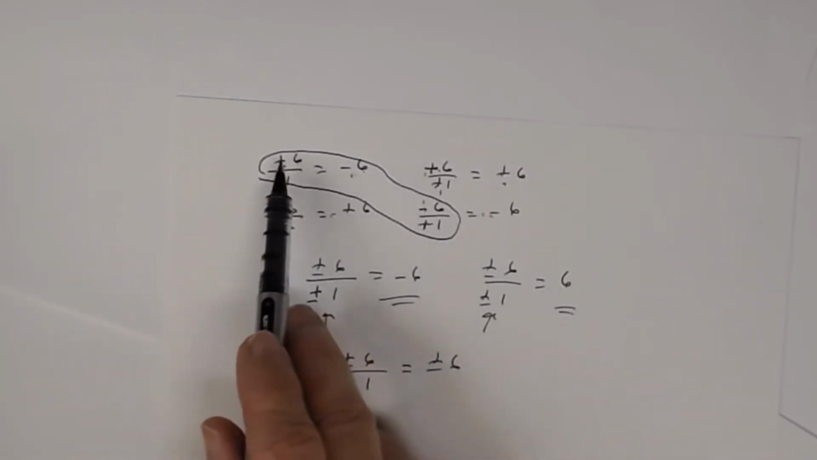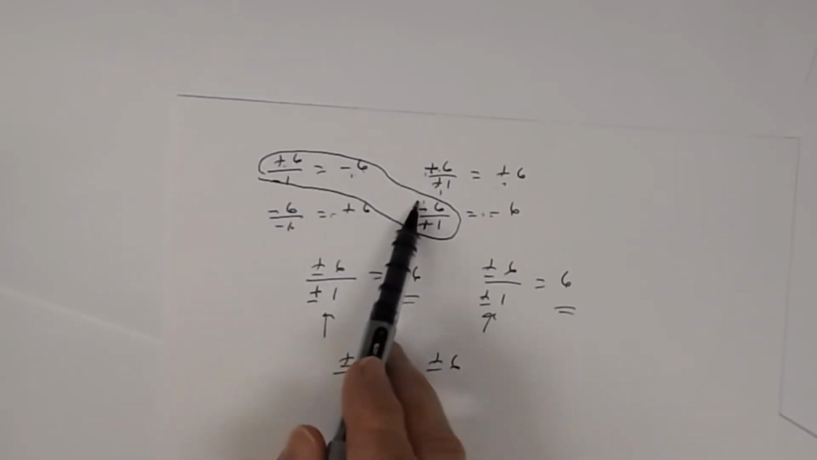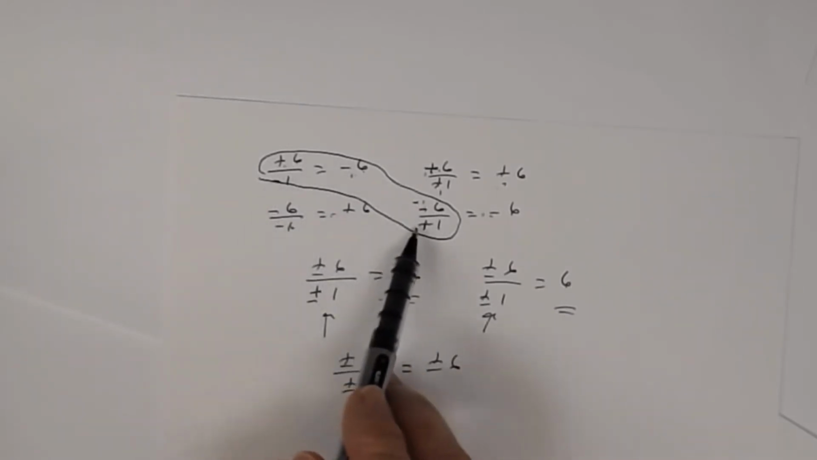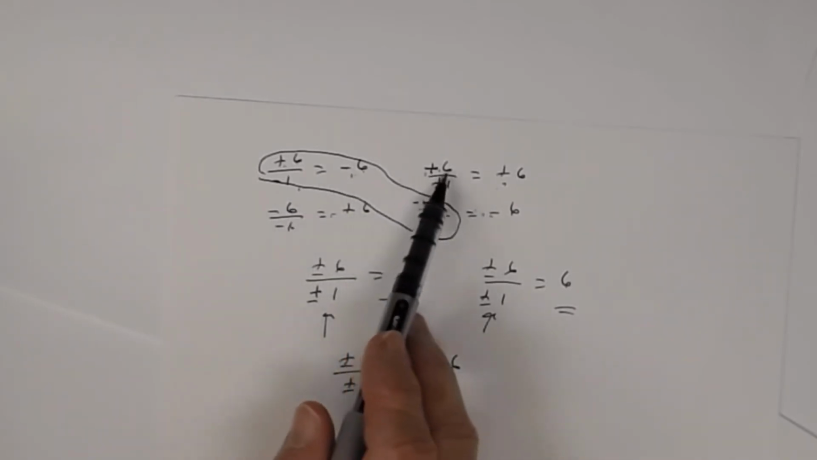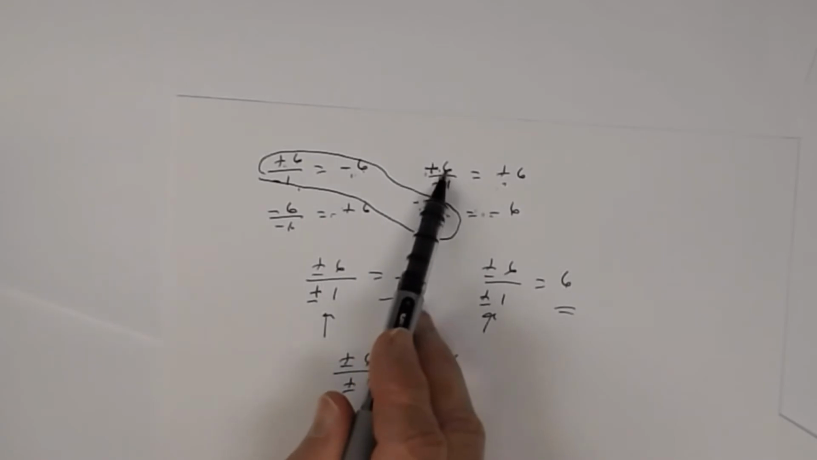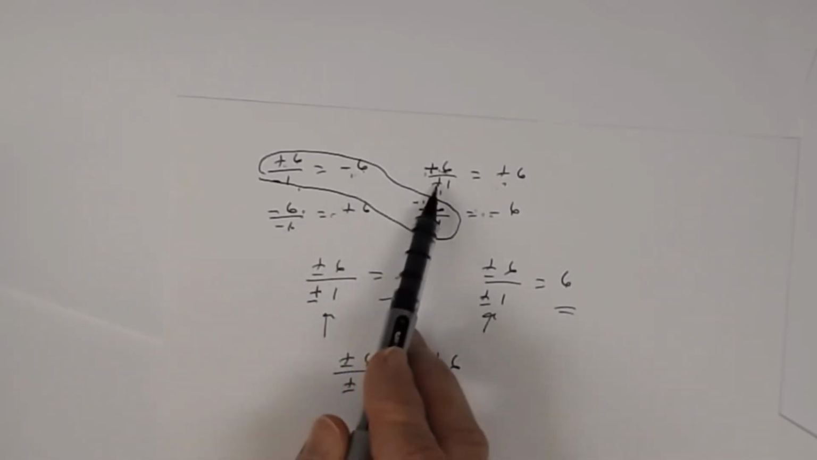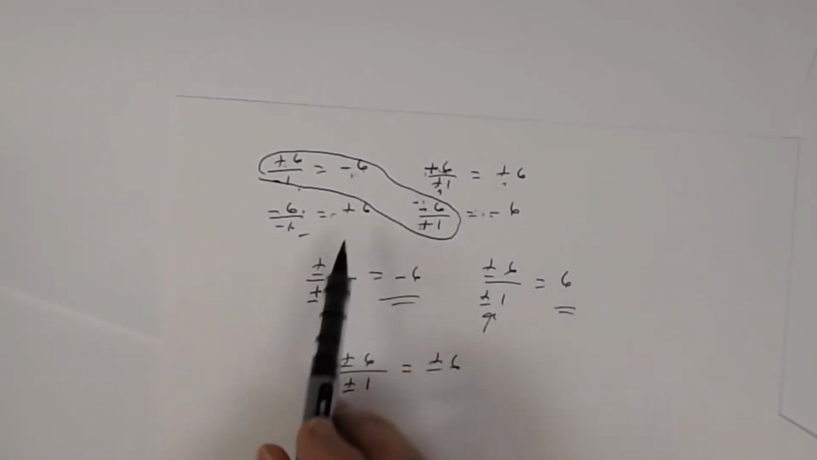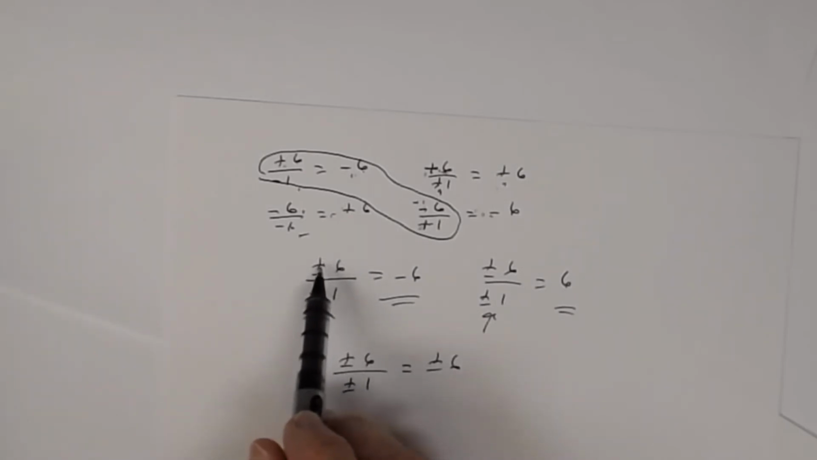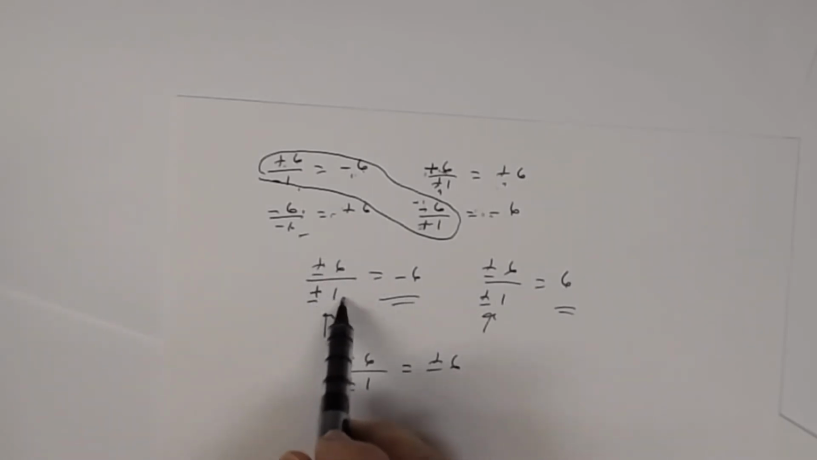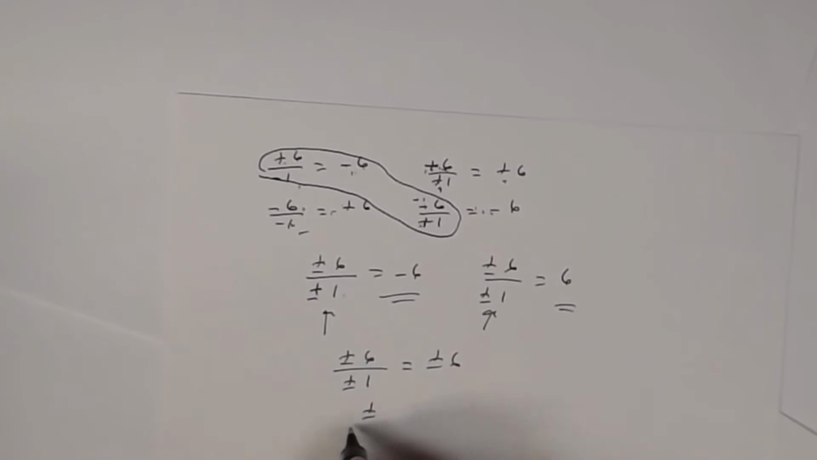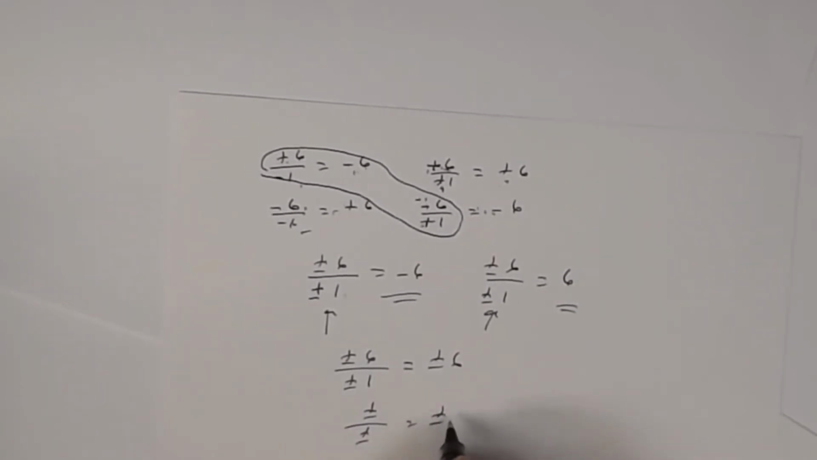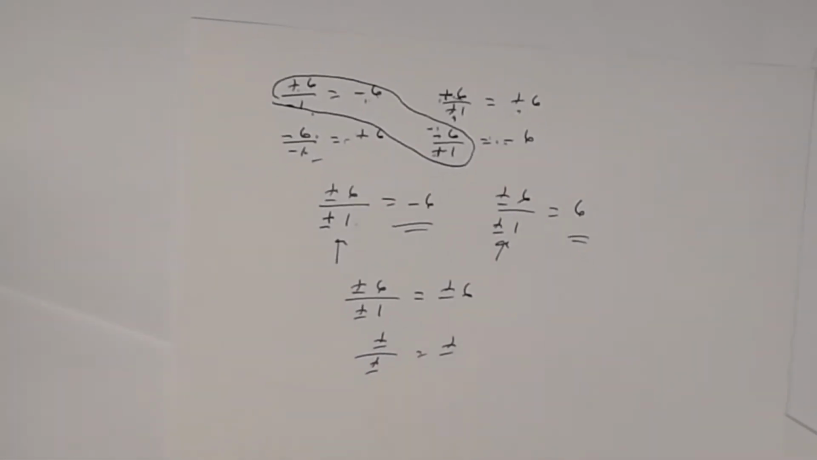But if you look at it, the numerator, positive, negative 6, the denominator, positive, negative 1, you get negative 6. In this case here, positive, negative 6 divided by positive, negative 1, you get positive 6. So positive, negative 6 divided by positive, negative 1 is a positive, negative 6. So just remember that a plus or minus divided by a plus or minus is going to be a plus or minus. All right? Okay.